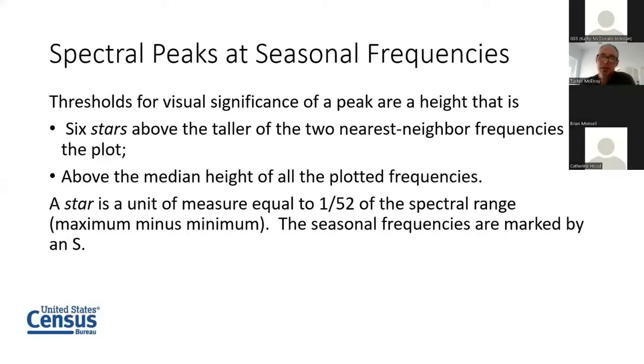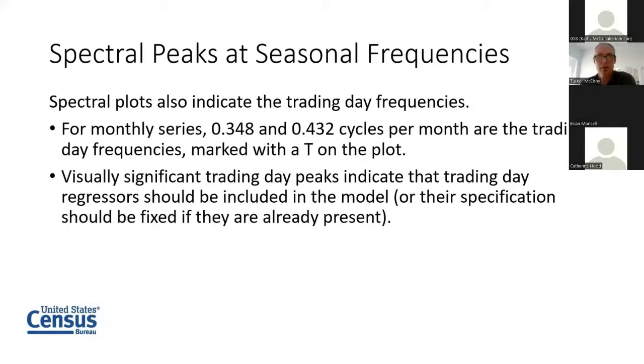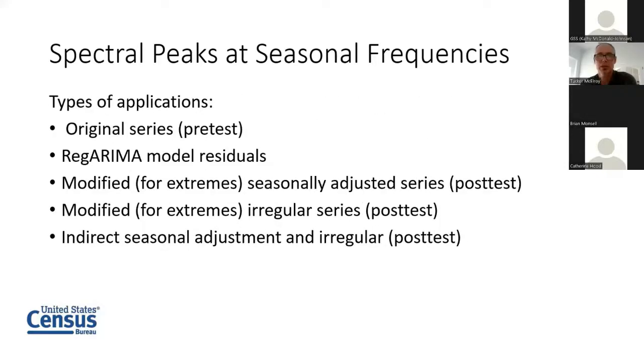How big do they have to be? Well, there's this idea of a 6-star criterion, where a peak is bigger than its 2 nearest neighbors by at least 6 stars, where a star is a unit of measure equal to 1/52nd of the whole range. Trading day frequencies can also be located on these plots, but I'm not going to say anything about that. We can apply this method to the original series, to model residuals, and so forth. So there are lots of possible plots one can look at.